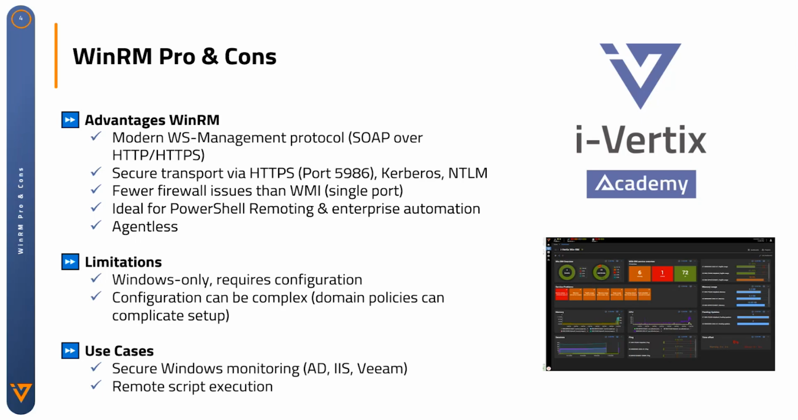As for the use cases, at the moment we have integration in i-Vertix to monitor classical Windows. We can also monitor Active Directory services, and when we speak about Active Directory, I have mentioned, for example, the check to monitor the replication. We can monitor IIS, which depends a little bit on which IIS version we have, but this is maybe an issue from our side, not from the WinRM side. And we can also monitor Veeam using WinRM.